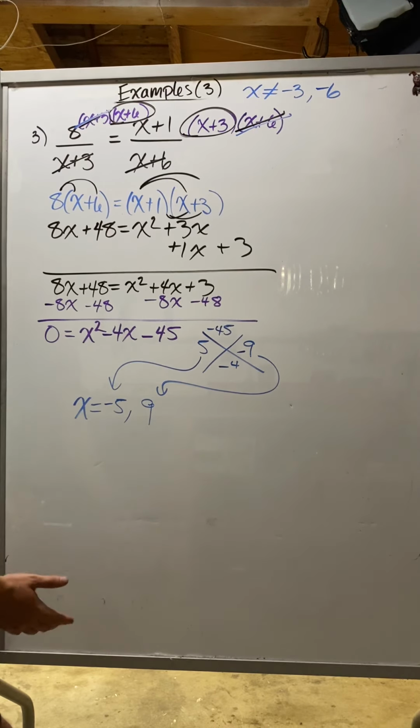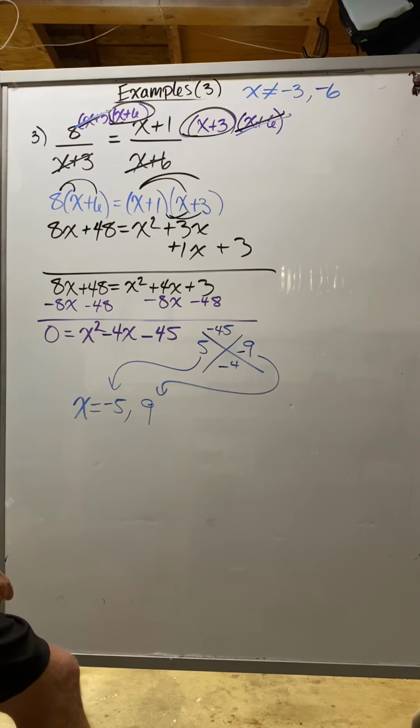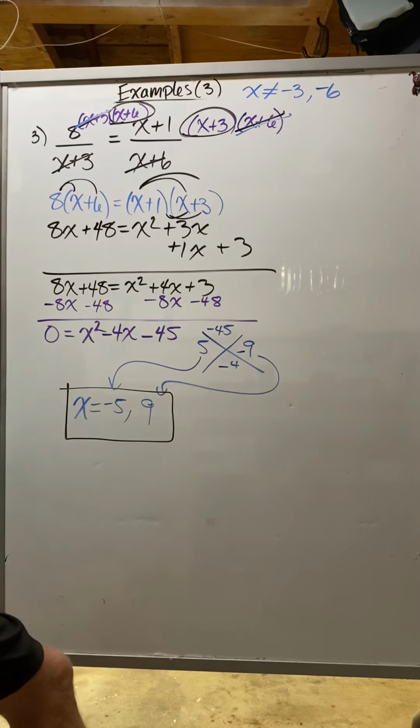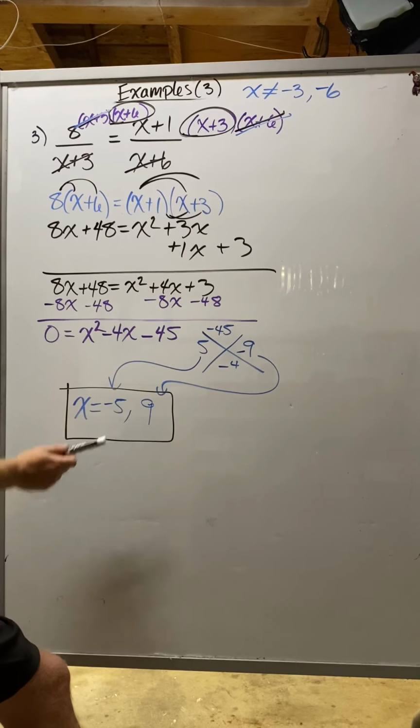We just have to go back up to the top of this board and see, all right, did we get answers we can't use? The only answers we cannot use are negative 3 and negative 6. None of these are a negative 3 and a negative 6. So we, in fact, get to use both of them. Our answer, for example, number 3, is negative 5 and positive 9. No excluded values showed up in this case.